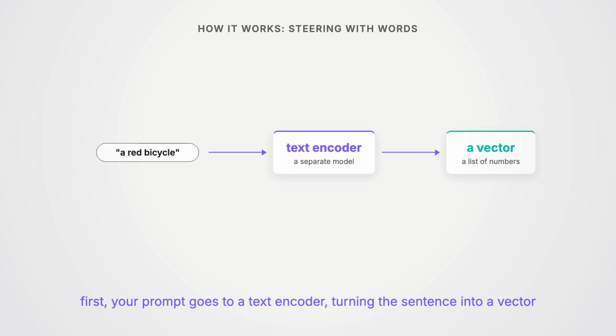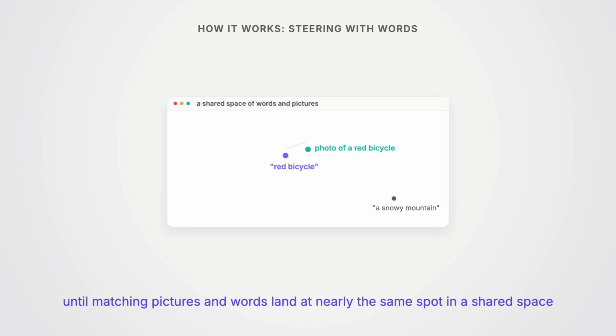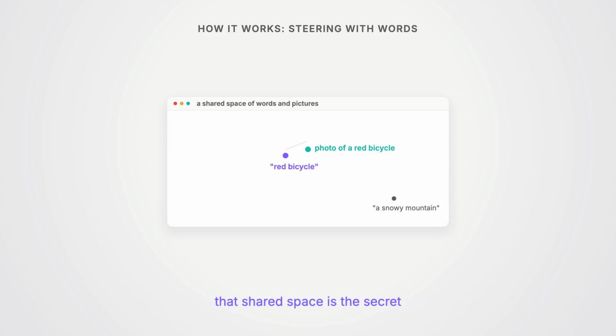The clever bit is the kind of encoder used, often a model from the CLIP family, which was trained on hundreds of millions of image and caption pairs until matching pictures and words land at nearly the same spot in a shared space. That shared space is the secret. It is the reason a string of text can describe a target image at all, because in that space, the words red bicycle sit right next to actual photos of red bicycles.